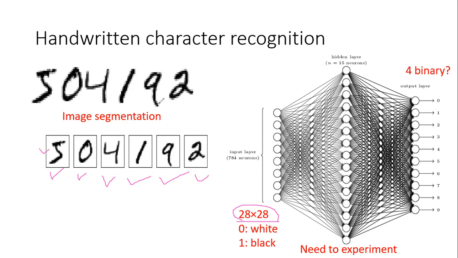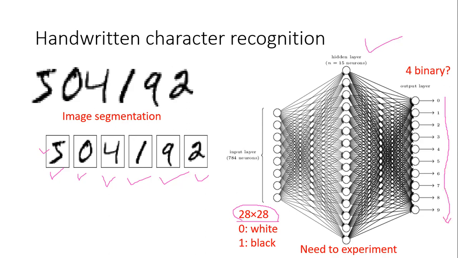And I know now, if I have to do that, then I have to provide it thousands to hundreds of thousands of examples of 5, of 0, of 4, of 1, of 9, and 2. And then it is going to recognize. So I design a neural network which is able to recognize all the 10 digits from 0 to 9.